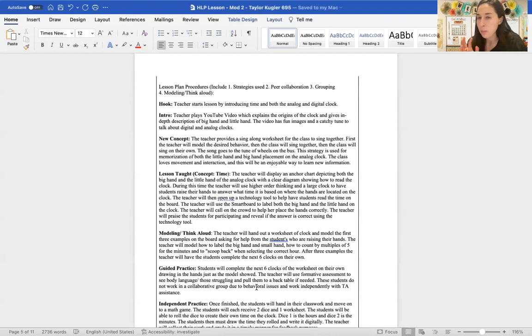They really respond well to different types of songs, to movement. So I think this is a good way for them to memorize and engage. Then I'm going to display an anchor chart.